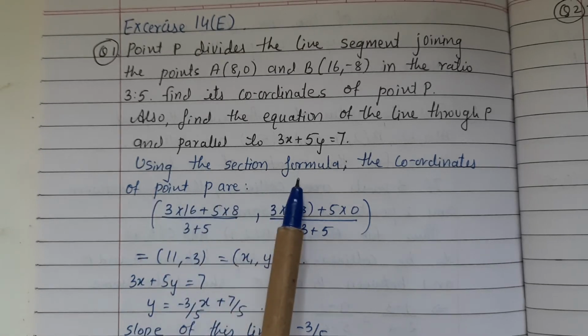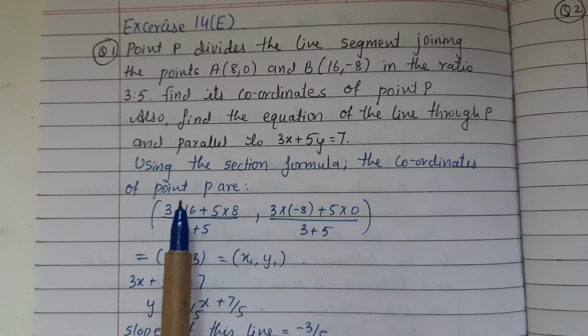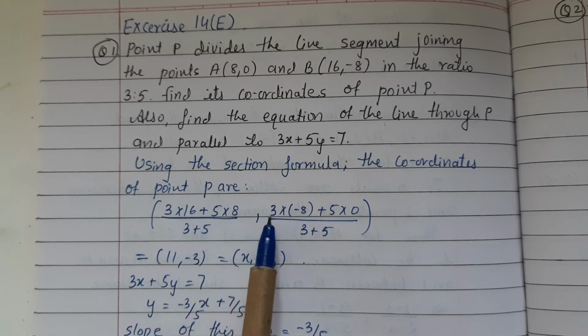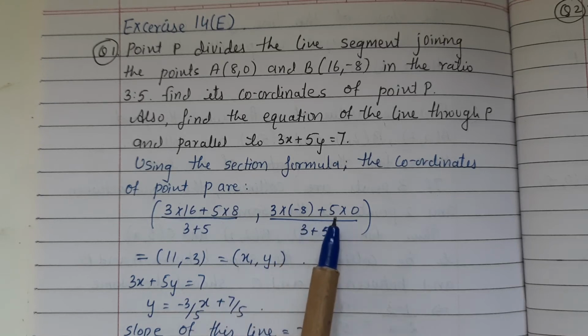Using the section formula, the coordinates of point P are (3 into 16 plus 5 into 8) upon (3 plus 5), (3 into minus 8 plus 5 into 0) upon (3 plus 5), equal to (11, -3). Let that be (x1, y1). 3x + 5y = 7.